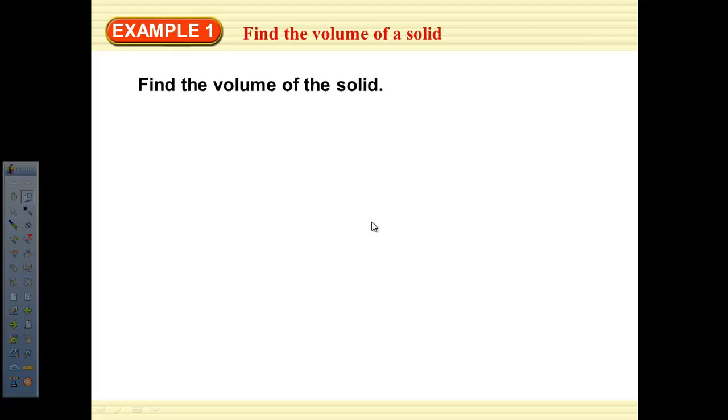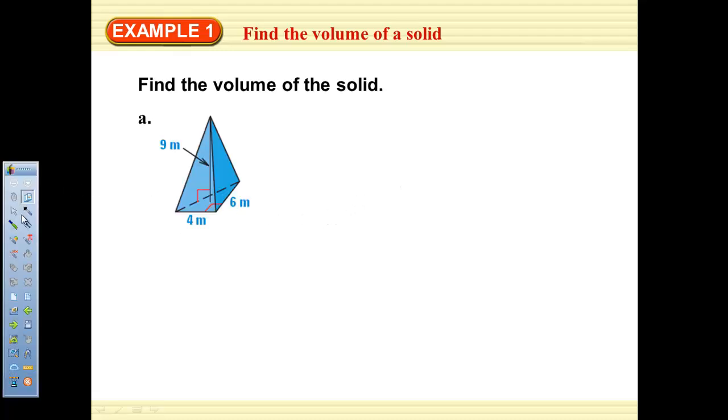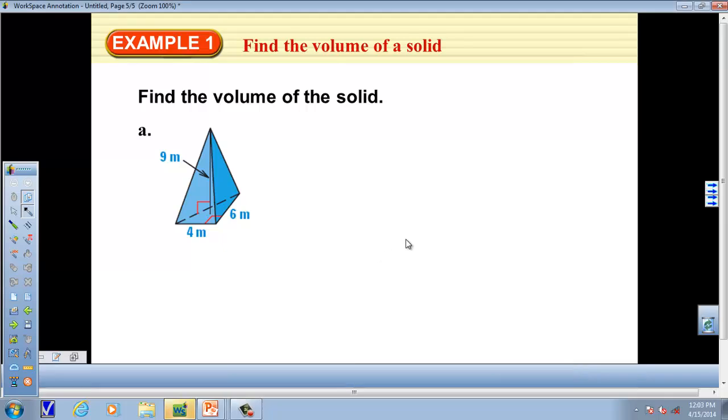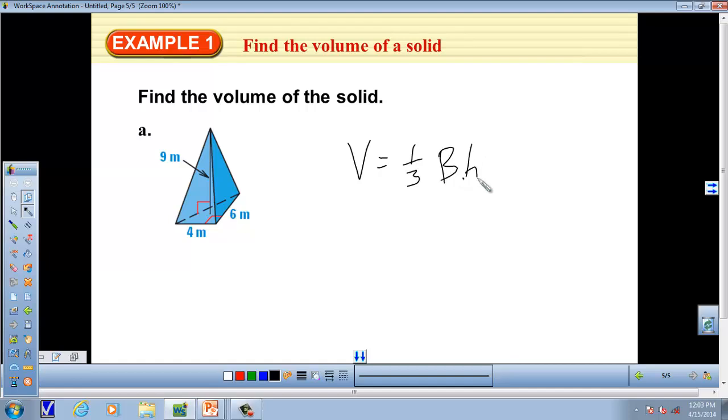And for a cone, it has 1/3 the volume of a cylinder with the same base and the same height. So for this figure right here that we're going to put up, we have a pyramid. So our formula is going to be 1/3 area of the base times the height.